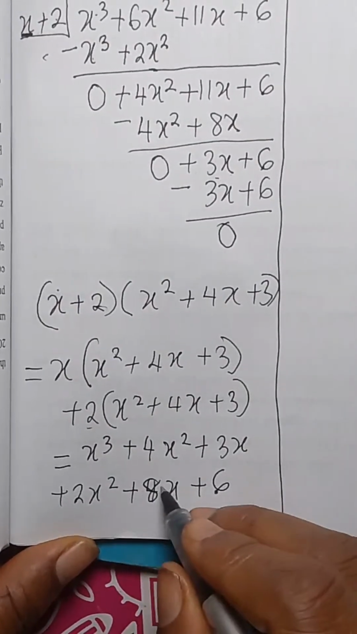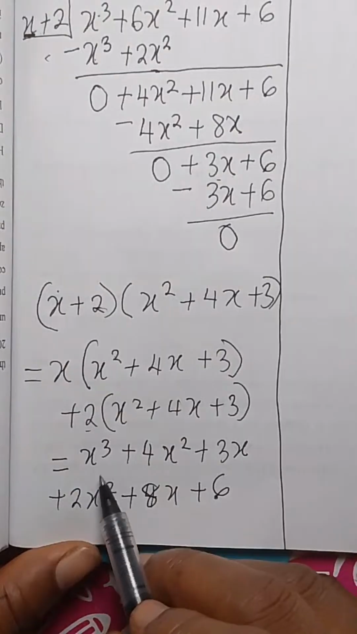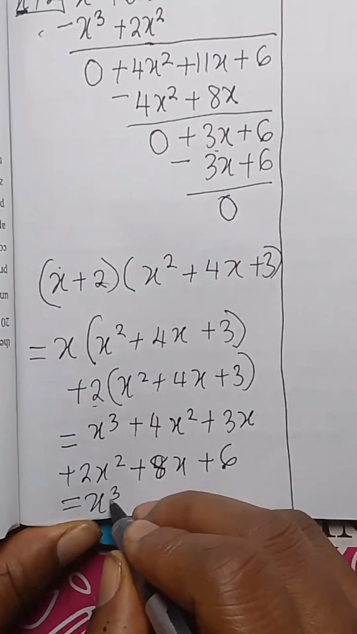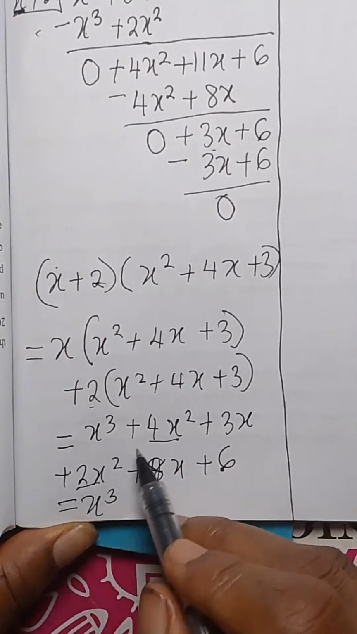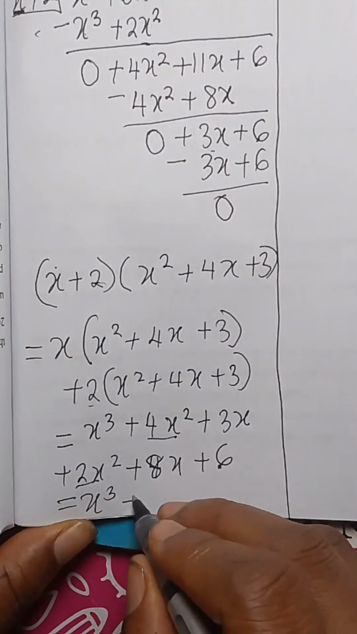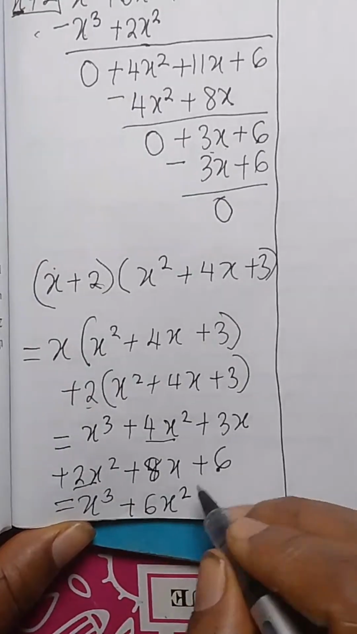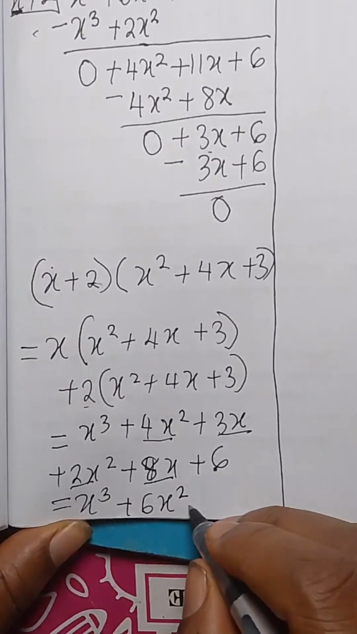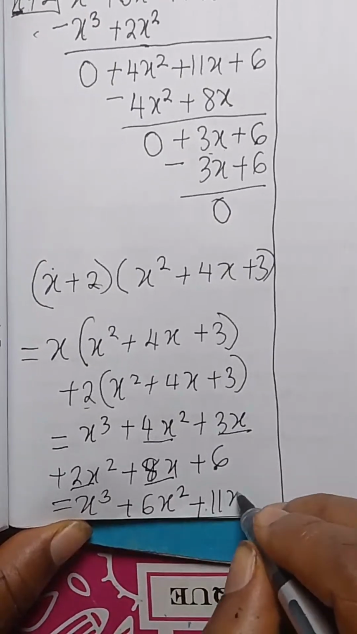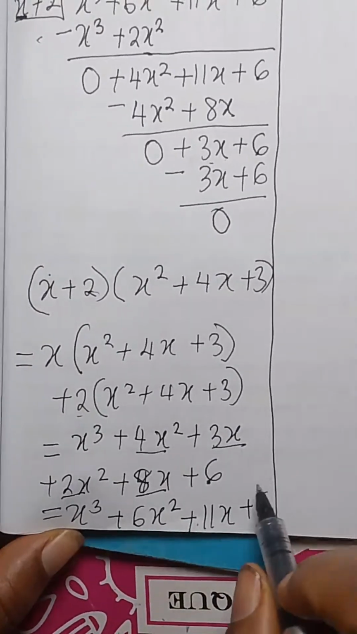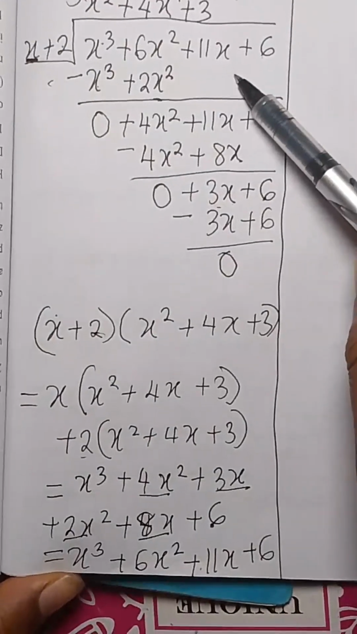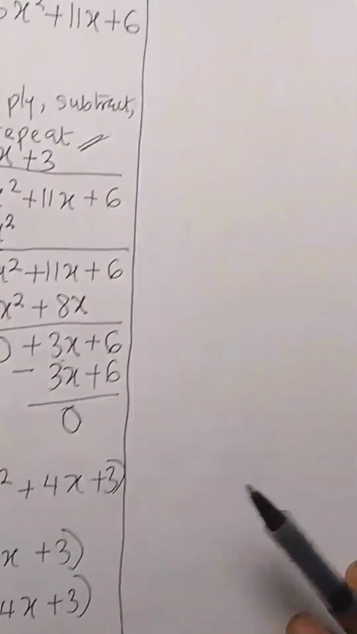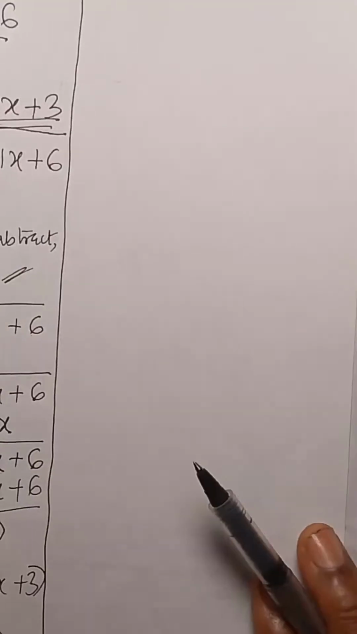So if we collect like terms and add it up, we have x cubed here. We have 4x squared here, we have 2x squared here. 4x squared plus 2x squared will give us plus 6x squared. We have 3x here, we have 8x here. 3x plus 8x will give us plus 11x plus 6. You see it? That is exactly what we have here. All right, this has shown that the solution is correct. Okay, so let's go to more questions.